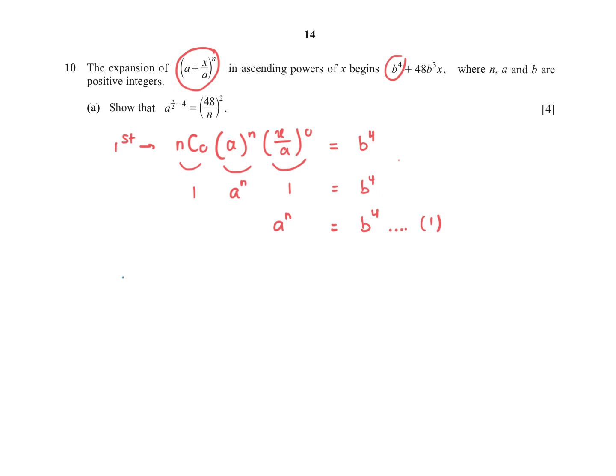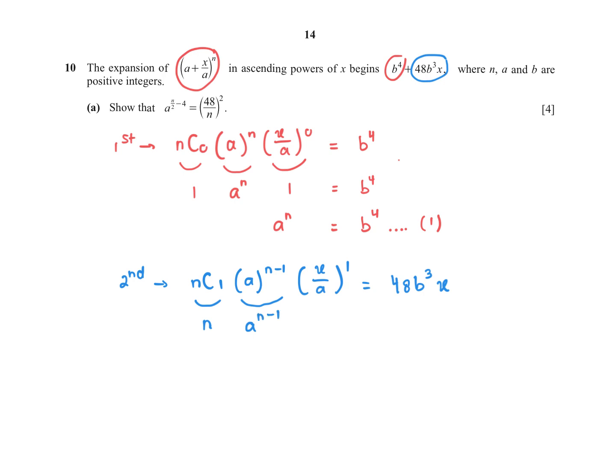While the second term is nC1 a to the powers of n minus 1, x over a to the powers of 1. And this second term is equal to 48b cubed x. Let's simplify again. nC1 is n, a to the powers of n minus 1 is a to the powers of n minus 1, and this is x over a.